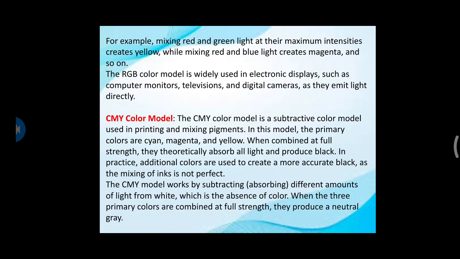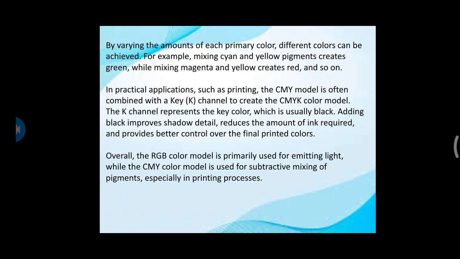The CMY model works by subtracting or absorbing different amounts of light from white, which is the absence of color. When the three primary colors are combined at full strength, they produce a neutral gray. By varying the amounts of each primary color, different colors can be achieved. For example, mixing cyan and yellow pigments creates green, while mixing magenta and yellow creates red, and so on.